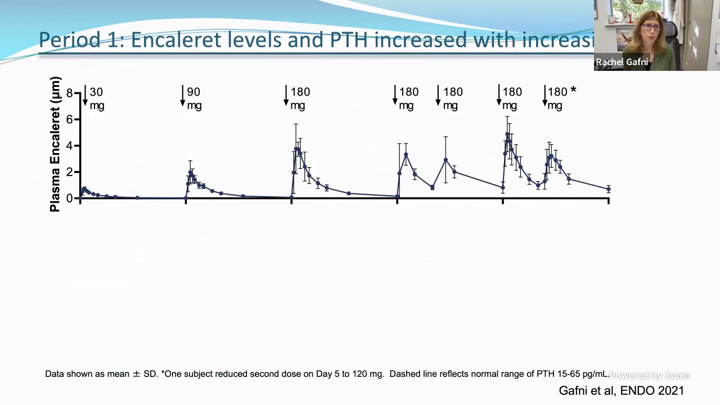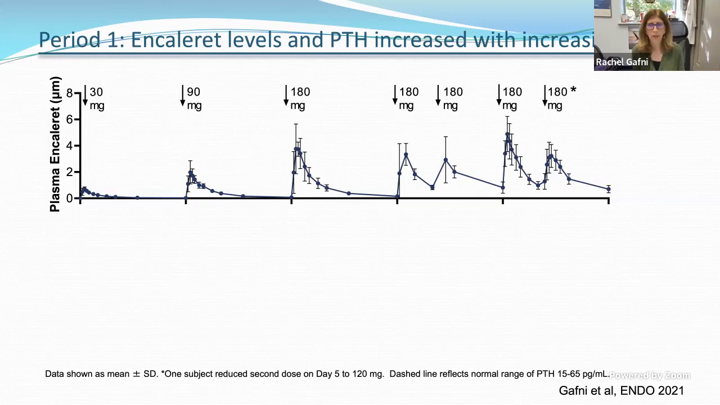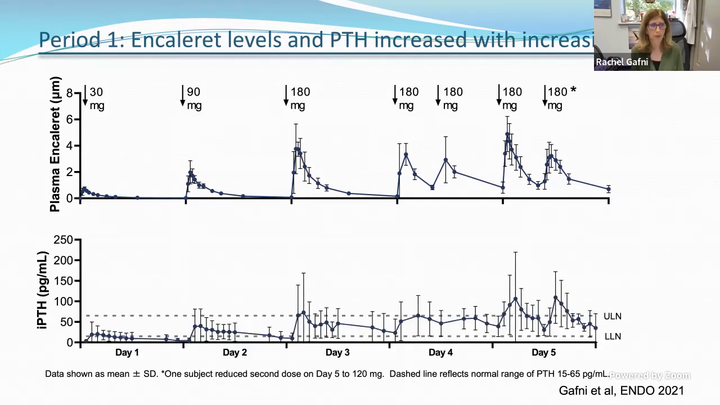So this I showed you last year, and these are the Encalaret levels with these increasing doses over the 5 days in period 1. You can see that on the first 3 days where we gave it once a day, the Encalaret levels came back to very low levels, but on the last 2 days, when it was 180 milligrams twice a day, we were able to maintain levels in the bloodstream the whole time.